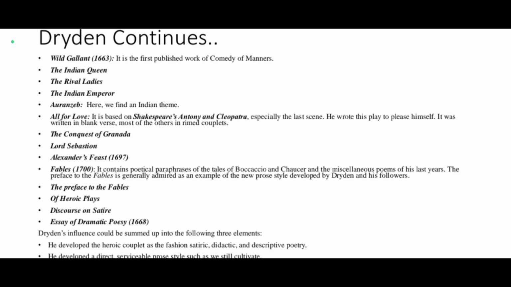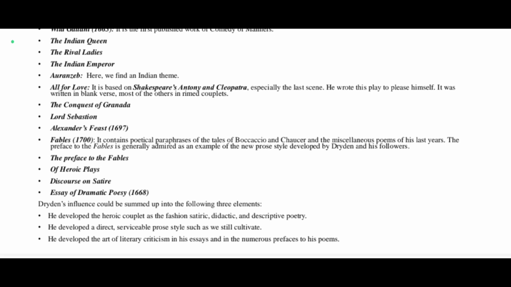Dryden's influence could be summed up into the following three elements. He developed the heroic couplet as the vehicle of satiric, didactic and descriptive poetry. He developed a direct, serviceable prose style such as we still cultivate. He developed the art of literary criticism in his essays and in the numerous prefaces to his poems.